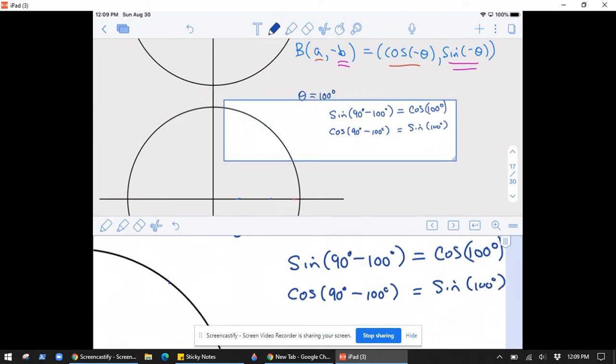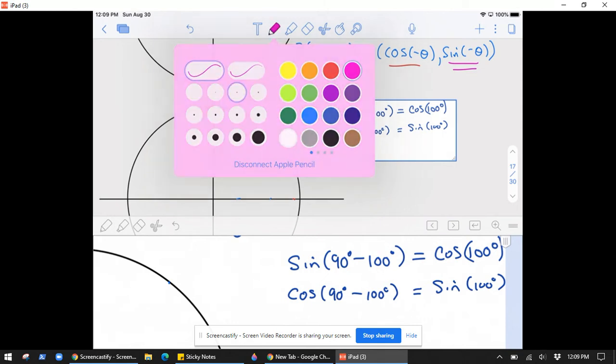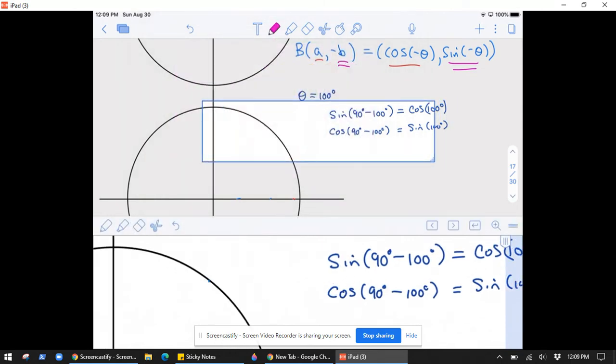All right, so let's simplify this a little bit because I want to use those identities. 90 minus 100 degrees is negative 10 degrees. So I could also say that this is the sine of negative 10 degrees. And similarly, this is the cosine of negative 10 degrees.